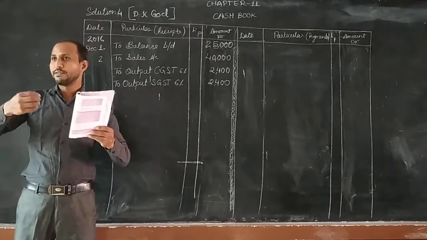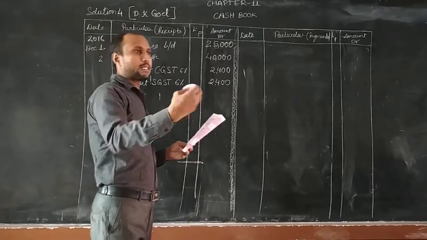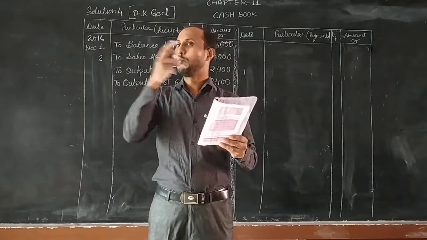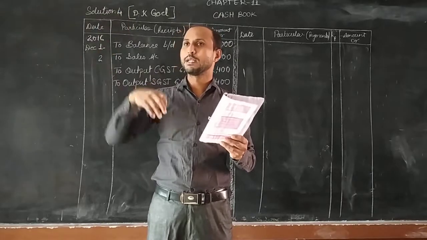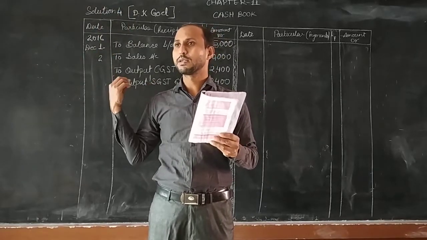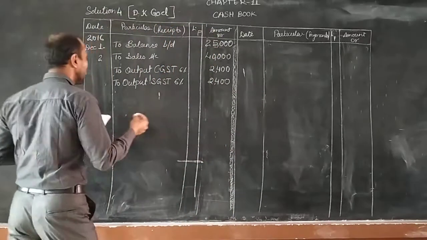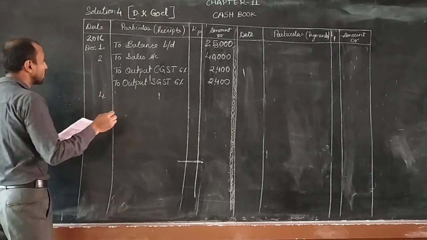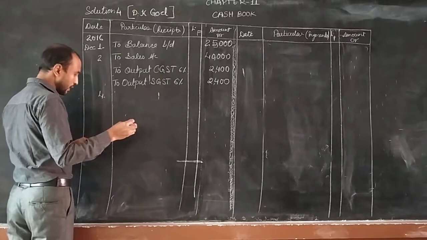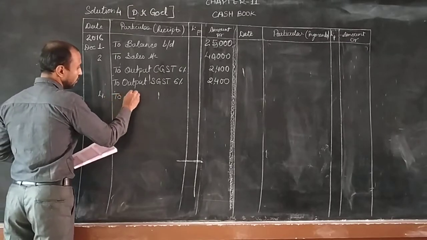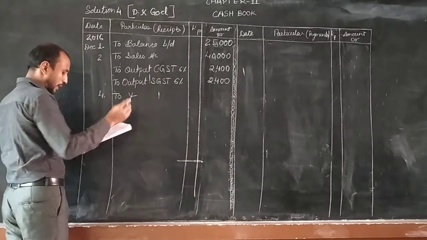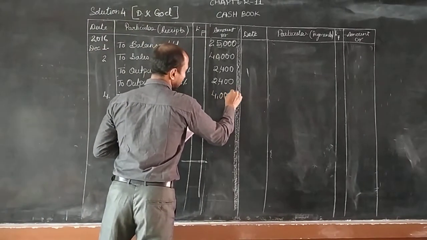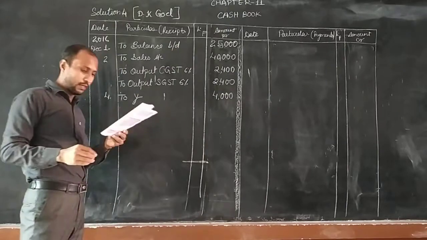Now next entry, received from X on behalf of Y. Money is being received. Mohan was supposed to give me money, but Mohan did not give it. Now Mohan's money is being given to us by his father, Sohan. So we have to record it. Yes, we will record it, and the date is 4 December, and we will record it in the name of "To Y". So how much amount is here? Very good, 4,000. That means our calculator is still live.